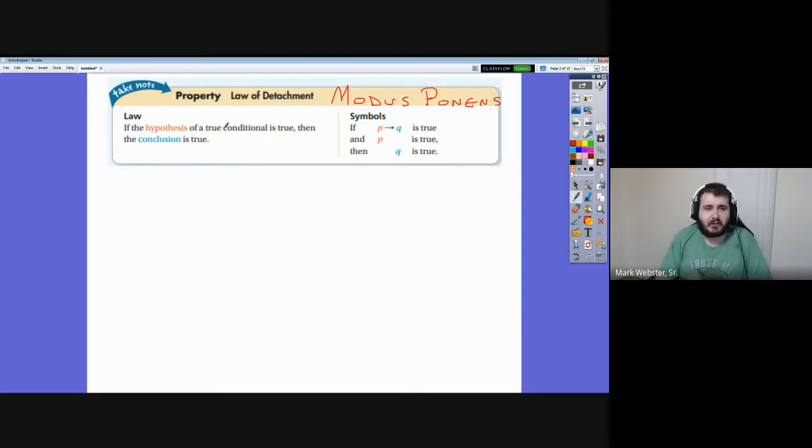But basically, here's how it works. If we're given an if-then statement, and then we're told that the hypothesis is true, then we can conclude that the conclusion is true. So basically, this is a structure for an argument. What we're saying is, if I wake up late, then I'm going to be late for school. I woke up late. Therefore, I'm late for school.